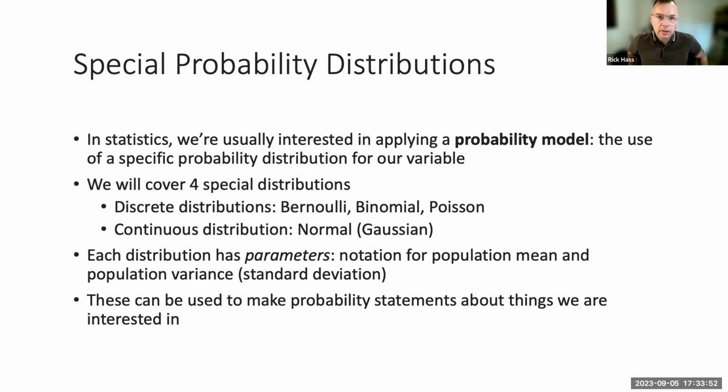The second thing that we want to do in statistics is make probability-based statements about the things that we're interested in. So when we start to talk about statistical inference, which we'll start a little bit this week and do more next week, the way that we do that is probabilistically. So we use the theory of probability.